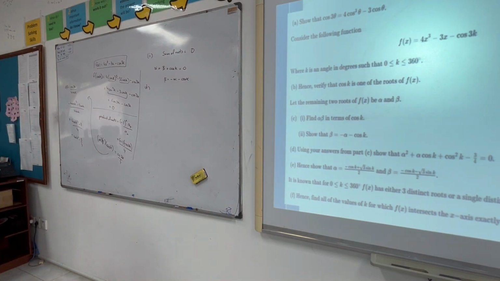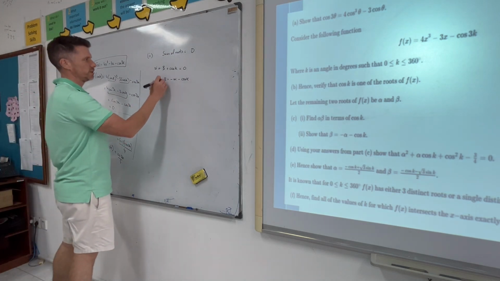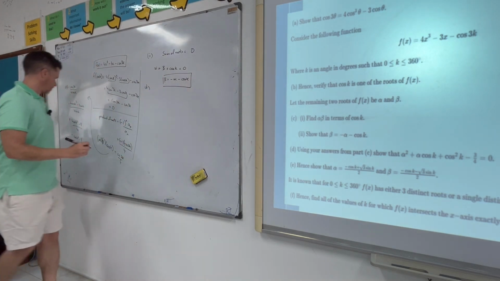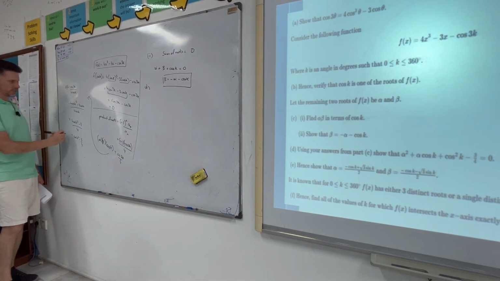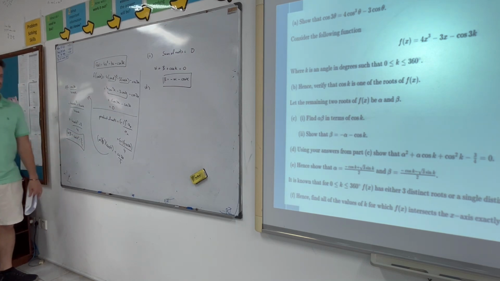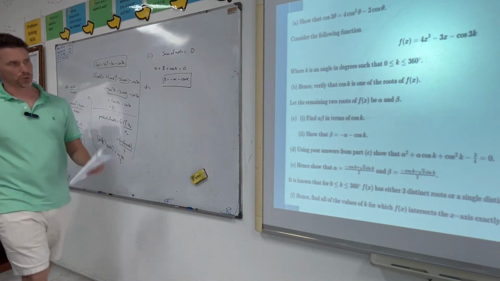Okay. Using your answers for part C, show that alpha squared. So they say you got 2 answers in part C. So that was your answer. There's one of them. And this is alpha beta, isn't it? This is the other one. Okay. Use these 2 answers to show this.